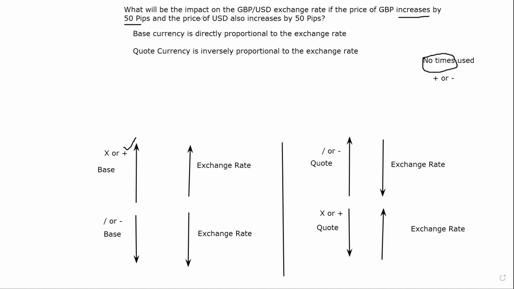And the price of USD also increased by 50 pips. Here the USD is the quote currency, so the quote currency is also increasing. So we will use the minus sign here. Our function is plus 50 and then minus 50. What will be the answer? The answer would be 0. So our answer would be no change.